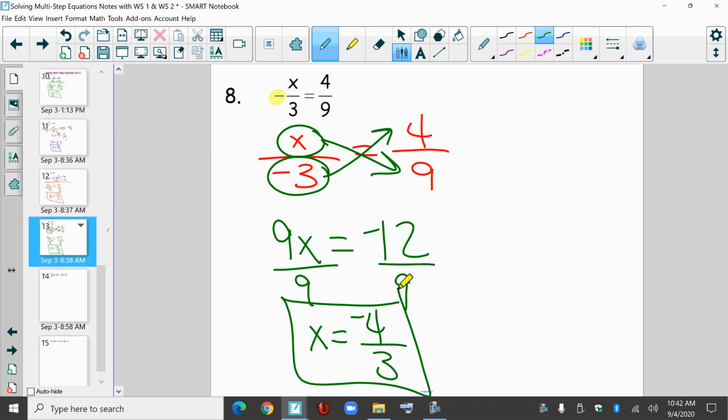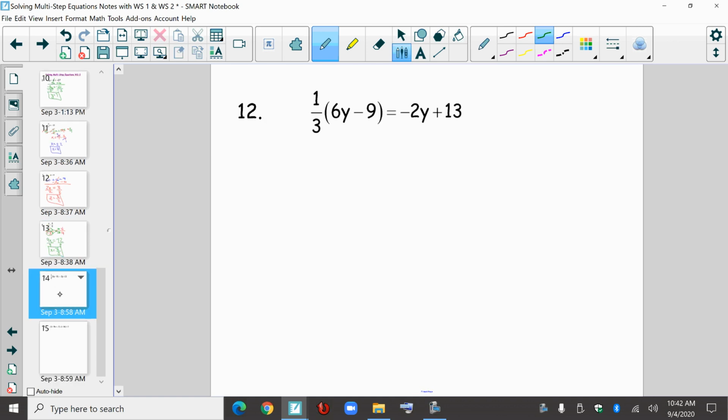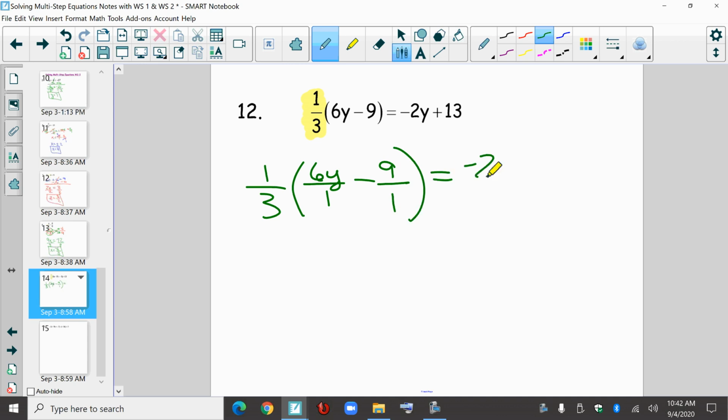Okay, we're going to keep going. Turn it over. Number 12. Number 12, very first thing you see is this fraction. So what we're going to do is we're simply going to bring down the fraction, and we're going to make the 6 into a fraction by putting that over 1, and the 9 into a fraction by putting that over 1. And that's equal to negative 2y plus 13.